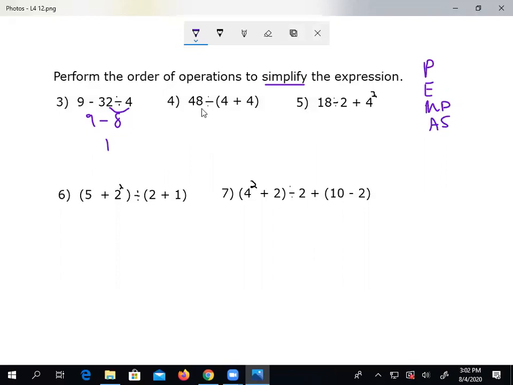Our next problem, we have 48 divided by, in parentheses, 4 plus 4. And a lot of times we read this as 48 divided by the quantity 4 plus 4. Quantity is a word that tells you that parentheses are present.